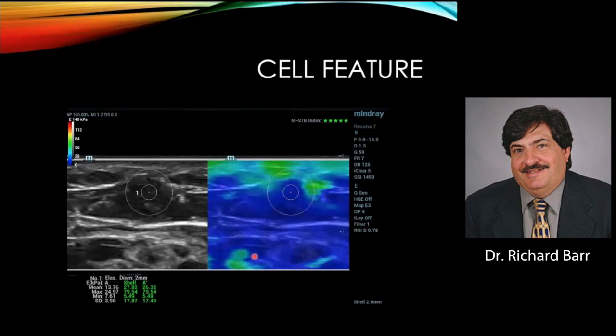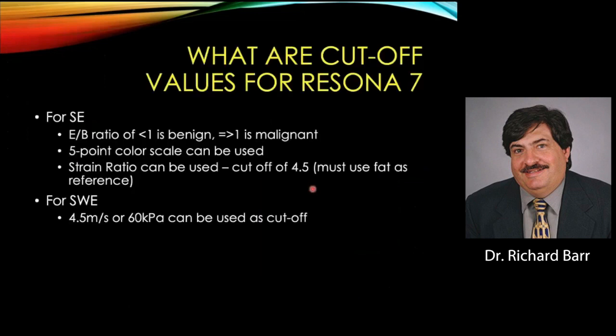And again, you have this shell feature where you can do 2 rings. You can put the small ring on the cancer itself to get a measurement, and then you can adjust the size of the ring to include that surrounding tissue if you want to get measurements in both locations.